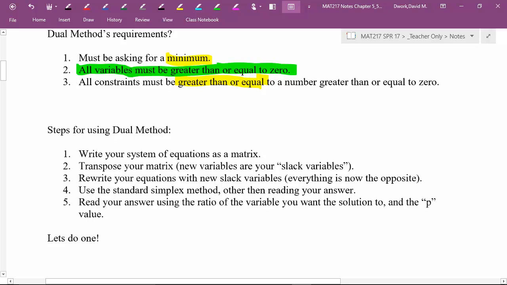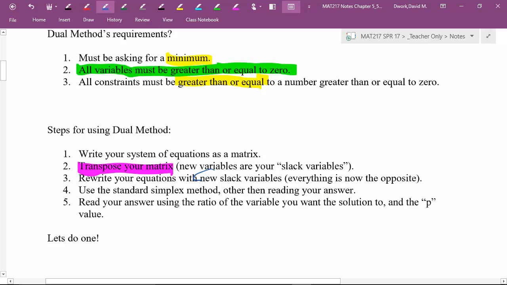Now the steps for this method use something we learned in matrices a long time ago, and I said it was going to go away and then come back at the last moment, and here it is. The very first thing we're going to do is write your system of equations as a matrix, but notice there's no mention of slack variables. All we're going to do is literally throw it in a matrix, and then we are going to transpose our matrix. If you remember what transpose means, your rows become columns, your columns become rows.